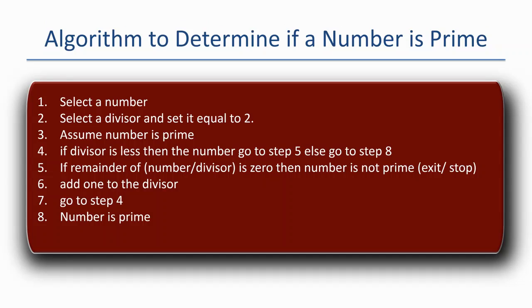Then you divide your selected number by the divisor, and if the remainder is 0, that means that your number is not prime. In that case, you are done. You basically exit or stop the program. Otherwise, you add 1 to the divisor and go to step 4. There is a loop which goes between step 4 and 7.